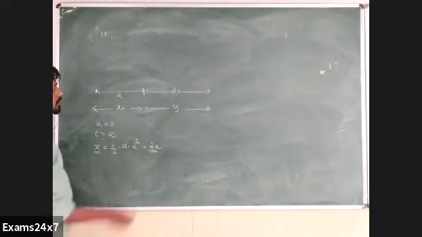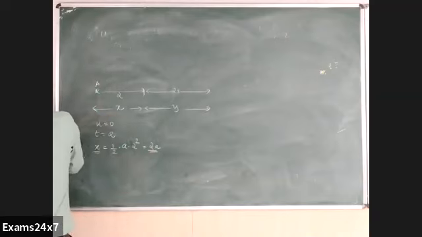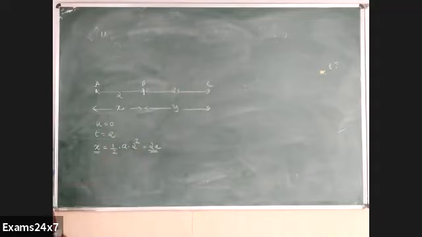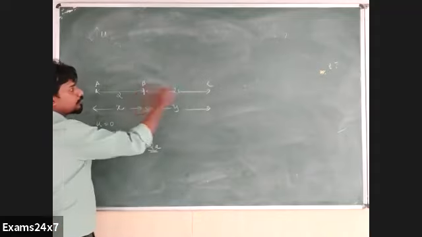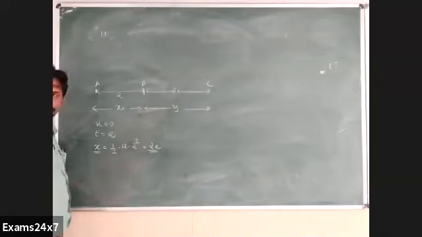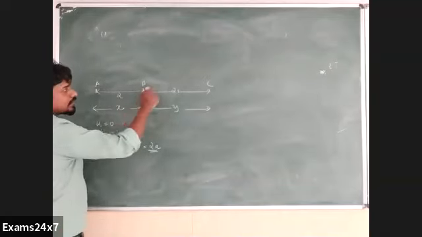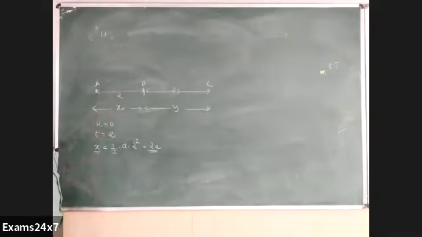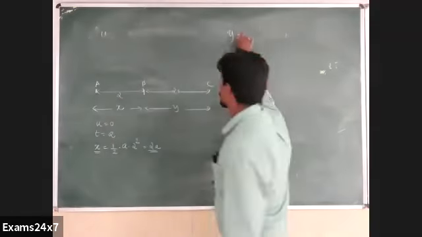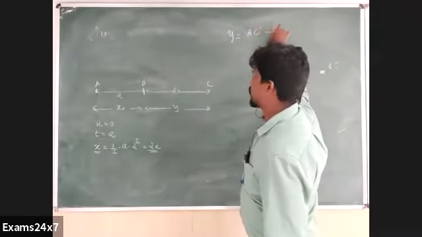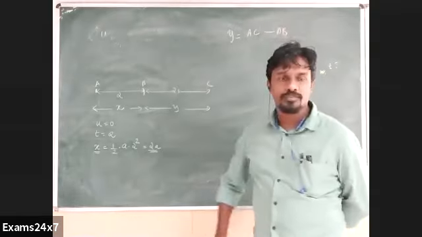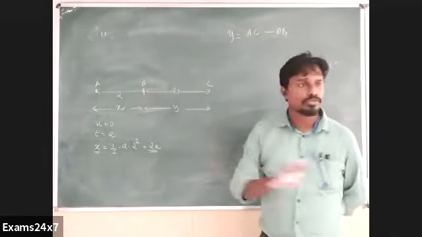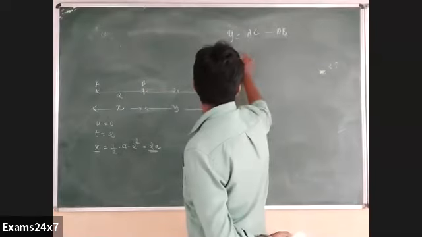So distance traveled from A to B is 2a. They are asking what's the distance traveled from B to C. That means in the next 2 seconds. Distance traveled from B to C is distance traveled from A to C minus distance traveled from A to B. Correct? So y is equal to distance traveled from AC minus AB. What is AC? Total distance traveled in 2 plus 2, 4 seconds.